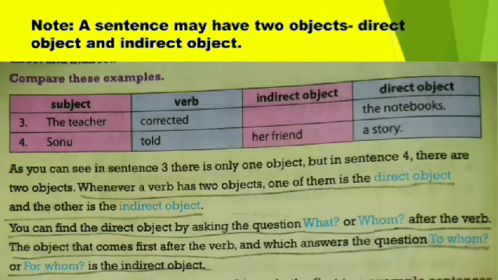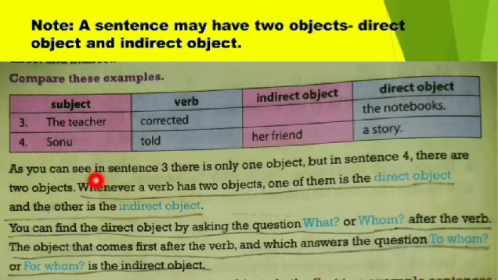Now how do we know that this object is direct and the other one is indirect? For that, you can see this picture from the book. Here we have two examples. The teacher corrected the notebooks. So what did the teacher correct? The notebooks. This is the object. Another sentence is Sonu told her friend a story. So what did Sonu tell? A story. And the indirect object here is her friend. With the help of these two sentences, we can understand what a direct object is and what an indirect object is.